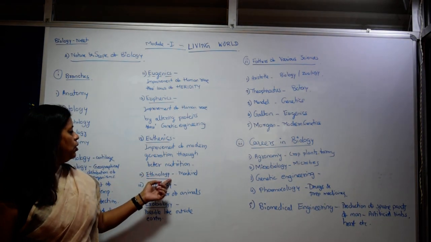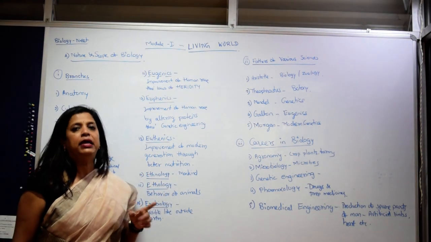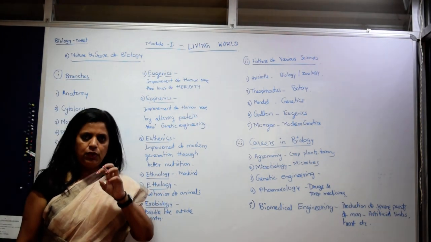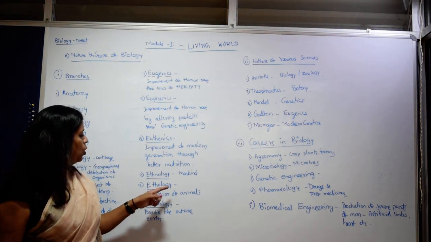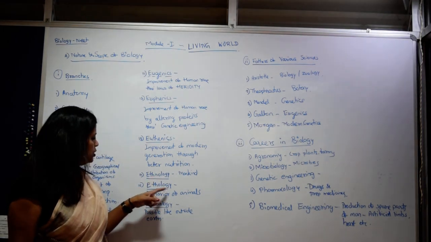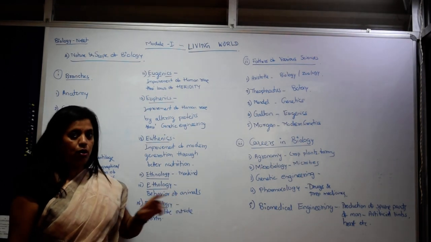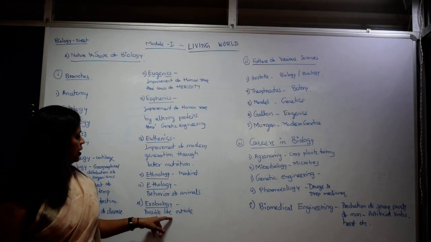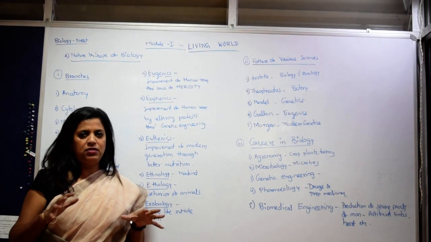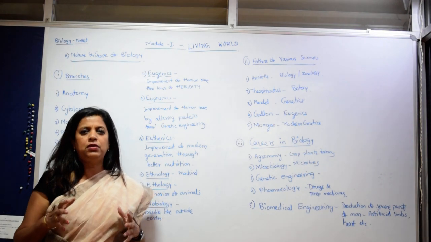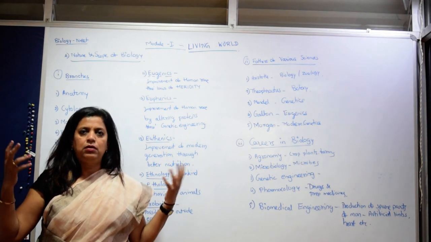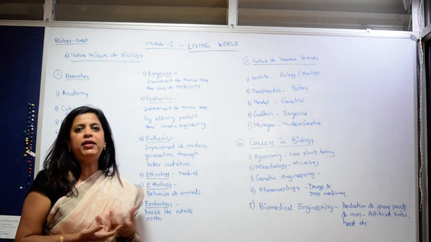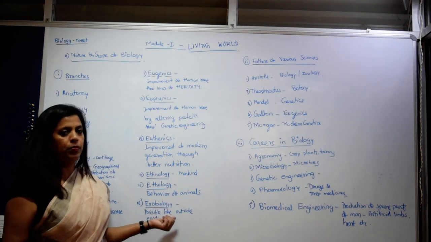Then ethnology. Ethnology is the study of mankind. Right? Wherever we say ethno, it means human beings. Ethology is different from ethnology. Ethology is the behavior of animals, not humans. Then exobiology is the study of possible life outside the earth. There are some hypotheses and theories that life has come from other areas or other solar systems. If that possibility is there, then you study it in exobiology.